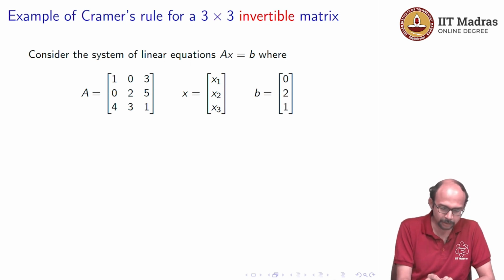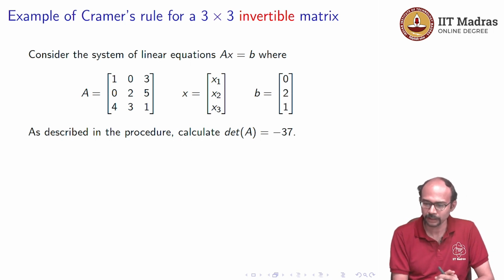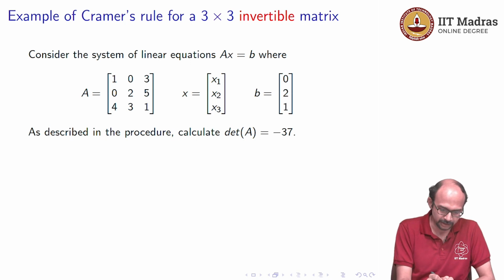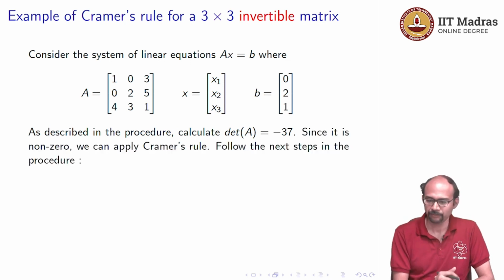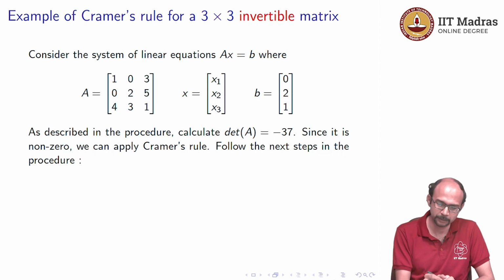So, to use Cramer's rule, first let us look at the determinant. The determinant of A, we will have to compute this. The determinant is minus 37. I will encourage you to compute this. Since it is non-zero, we can apply Cramer's rule. Let us follow the next steps in the procedure for Cramer's rule.